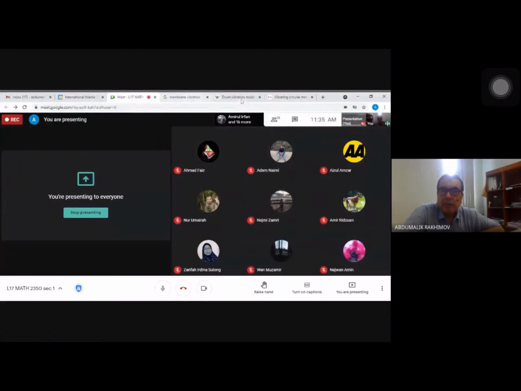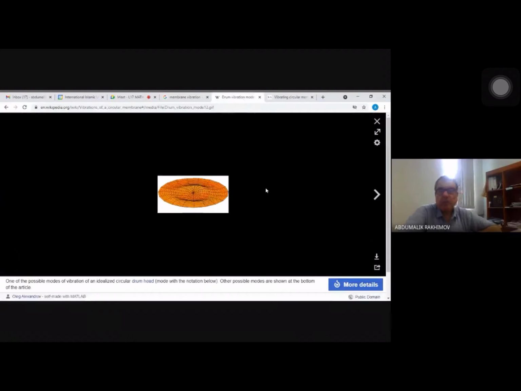Let me show another wave. You can see another wave. This is a different wave, different than the previous one. The previous one we call radial wave, but this is not radial because it depends not only on radius. For each radius, displacement is not the same, right?